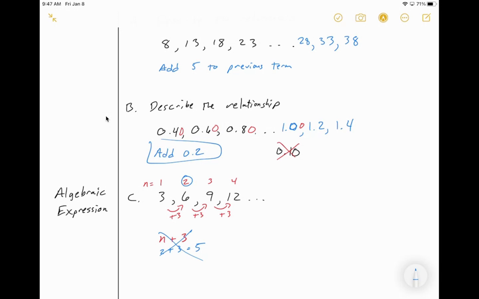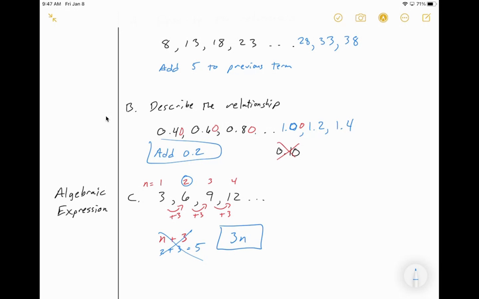What you have to remember is repeated addition. If you add over and over and over again, you're actually multiplying. So my actual expression is going to be 3n. What do you mean, Mr. Leong? Well, let's think about it.